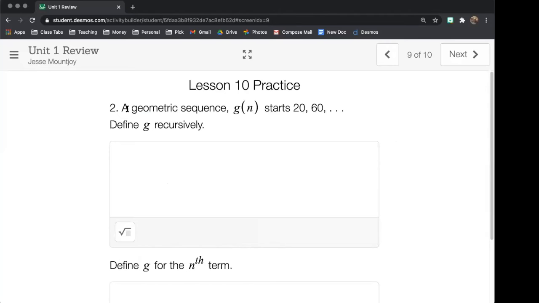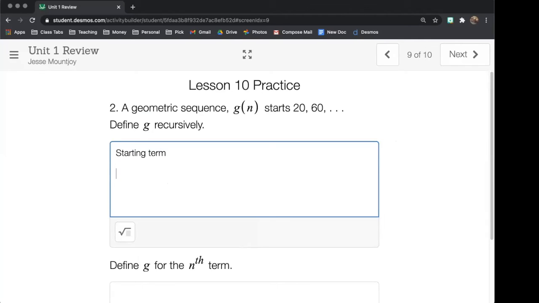A geometric sequence, G of n starts at 20, then 60. Define G recursively. Okay, so I need 3 things. So I need my starting term. I need my function. And I need my domain. Those are my 3 things that I need in order to correctly define this recursively. All right, so what's my starting term? Well, I start at G of 1 is equal to, so what's my first term, is 20. Okay, off to a good start.